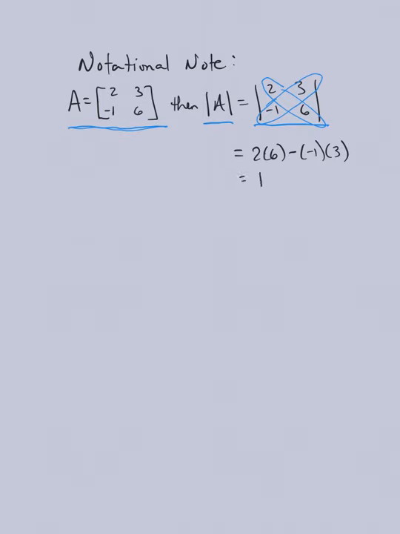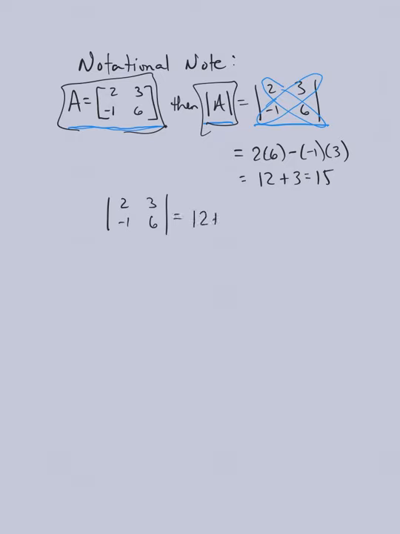And so that sign in the middle changes to a plus, and so that determinant's actually equal to 15. All right, but the main thing I'm getting at here is a lot of times we won't write this explicitly and then say determinant of A. I might just start a problem with saying 2, 3, negative 1, 6, and then those vertical bars indicate that I'm doing the determinant. So I would do 12 plus 3, which is 15, which we already know.